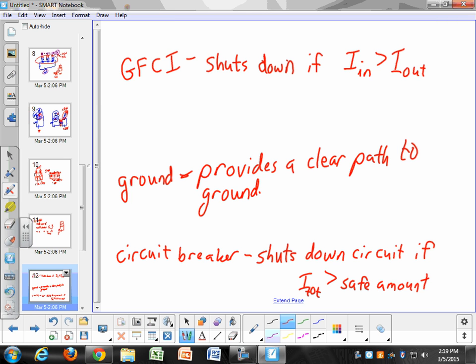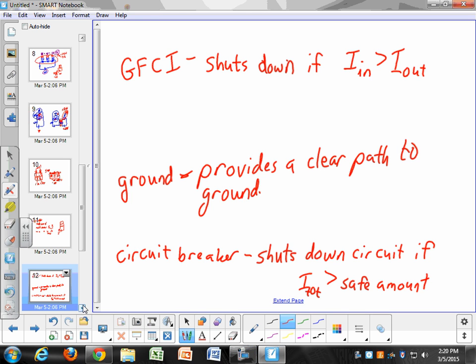And what that does is it protects you if somehow your device should ever become electrified, like if you have a loose wire that touches the case and the case of your device becomes charged, like your computer or whatever, then that extra electricity will go to that rod that you have in the ground outside your home instead of through you. Okay, the big ones that students get messed up on are GFCI and circuit breaker.